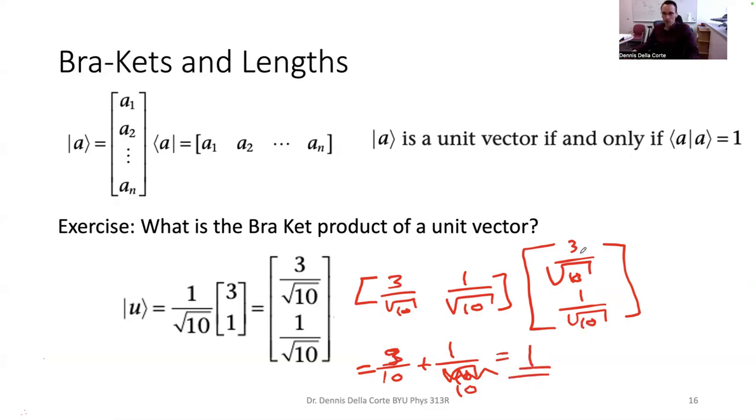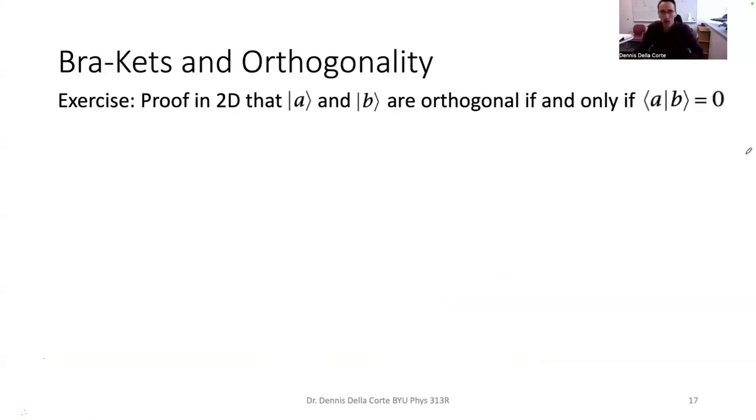And that's in general true. If you have a unit vector and calculate the bracket product, that's effectively the same thing as using the Pythagorean theorem. You square this plus square that. And if the result is 1, then you have a unit vector. Well, that's what we're trying to prove here.